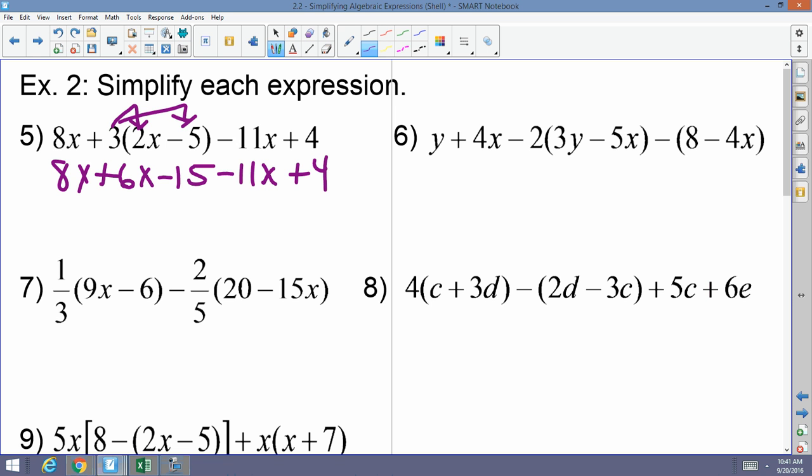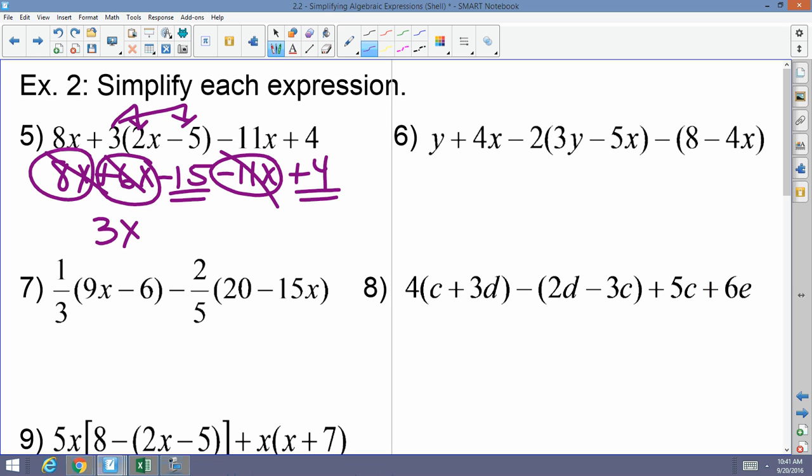All right, let's get some like terms. I got an 8x, I got a 6x, and I got a negative 11x, and then I have a negative 15 and a positive 4. Those are the like terms. Those are what I can add. Remember that numbers are always like terms. So 8x's plus 6x's is 14x's minus 11x's. Awesome. Boom, boom, boom. Done.